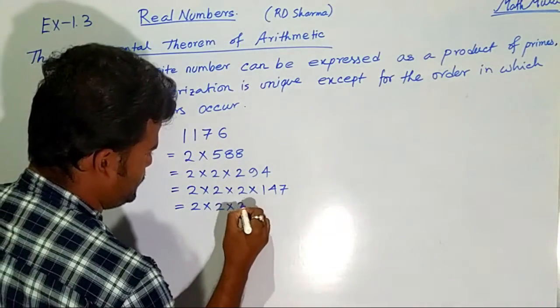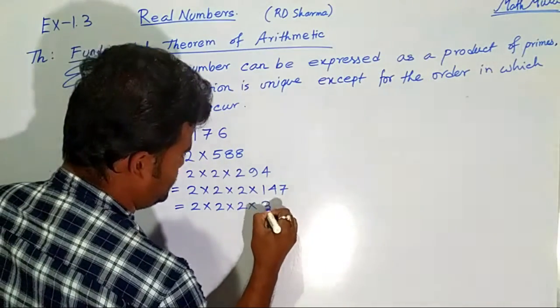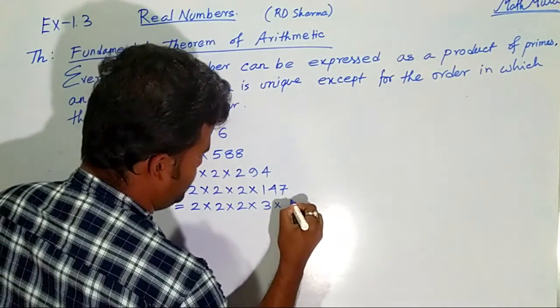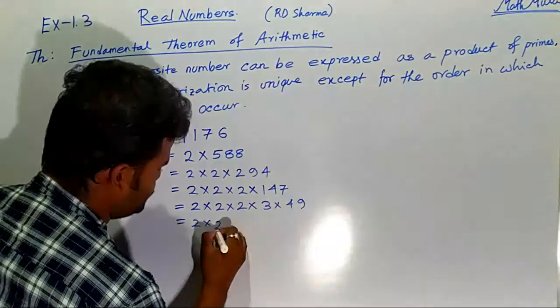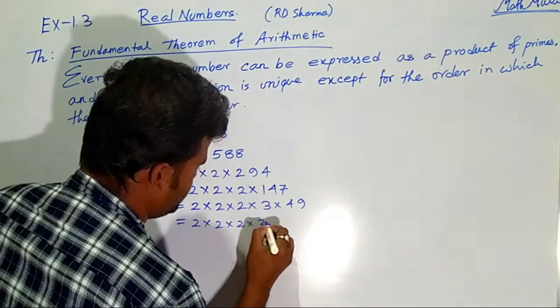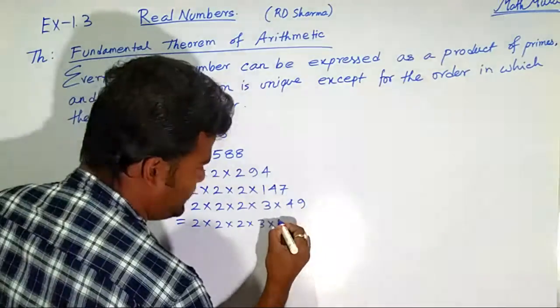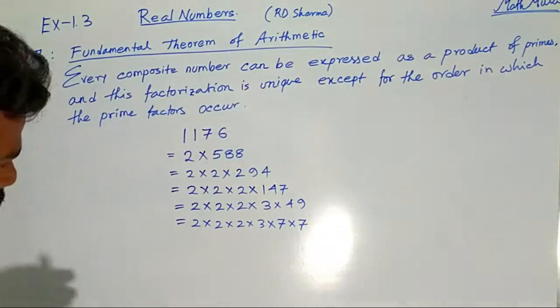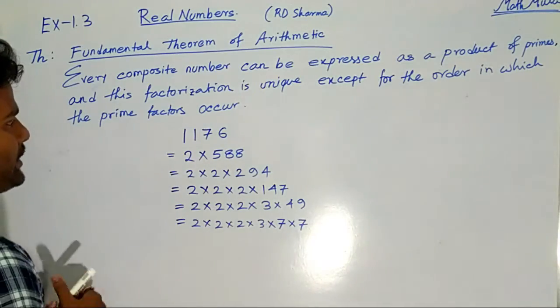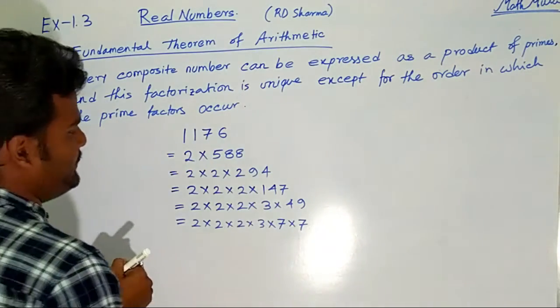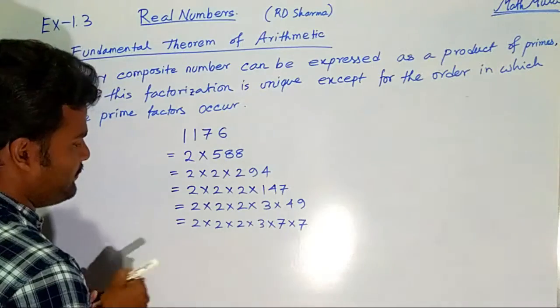Again we can express this number as a product of two factors: 2 into 3 into 49. Again we can write 2 into 3 into 49 as 7 into 7. All factors are prime numbers. That means we can express this number as the product of prime factors.